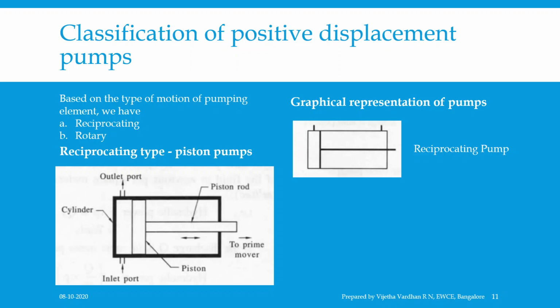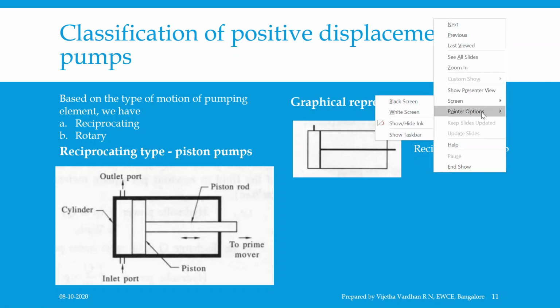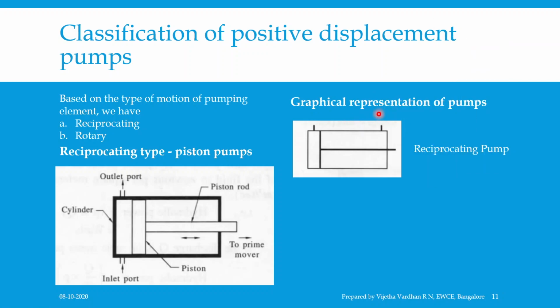Now you can see the reciprocating pump in the figure, and this is called a schematic representation, and this is going to be the graphical representation. Let me switch on the pointer so that it is easy to show you. And this is called the graphical representation of a reciprocating pump.